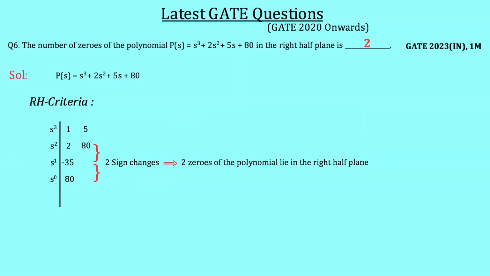Let's come to the next question, which is a very simple question. After forming the routh array, you will see that there are two sign changes, which means that there are two zeros of the polynomial which lie on the right half S-plane.